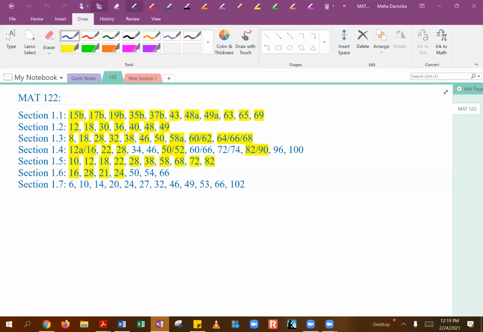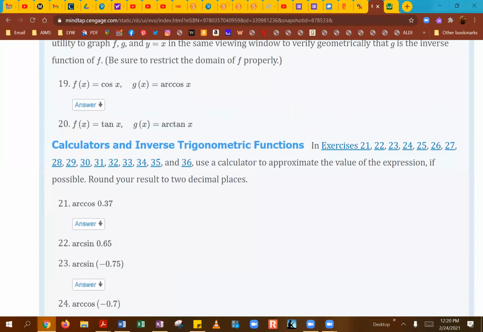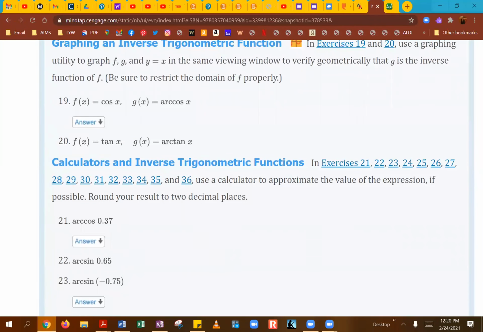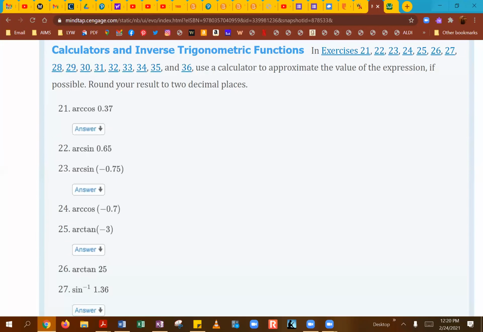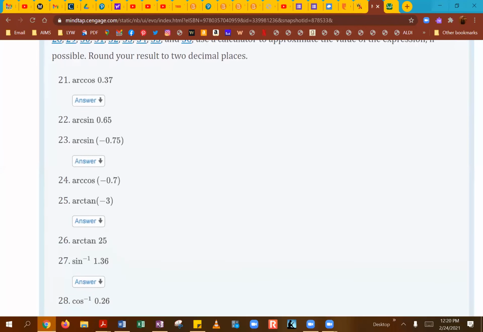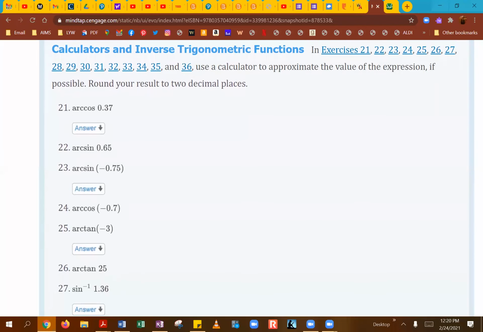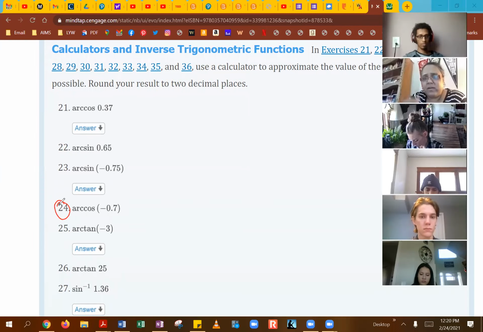Looks like I might have number 24. We'll come back to the graphing example here in a minute. Let's take a look at these ones. Just to make sure you are comfortable plugging these in your calculator, let's see what you are coming up with for 24 here. Arc cosine of negative 0.7.